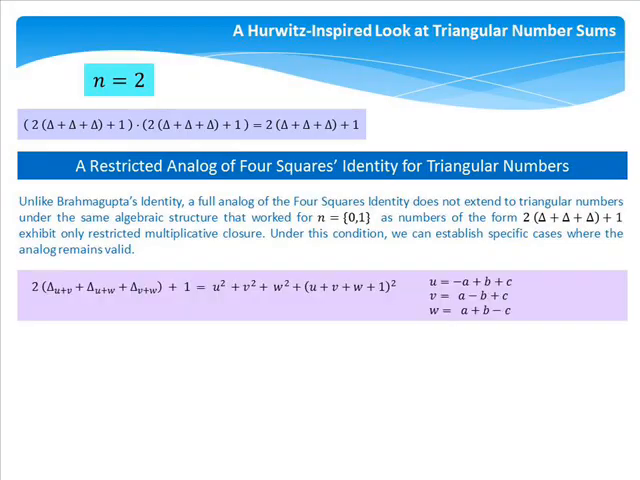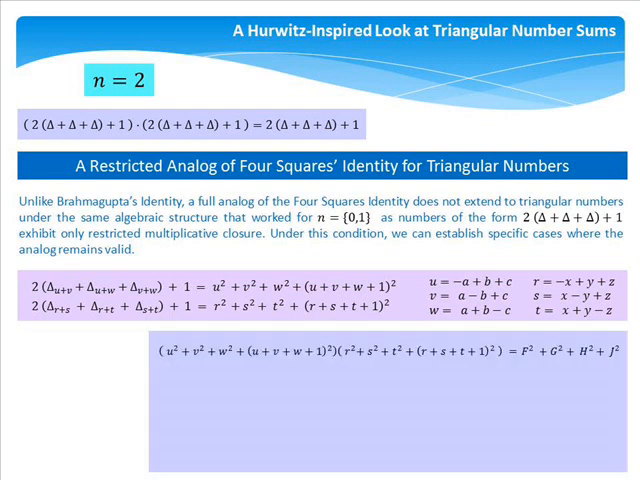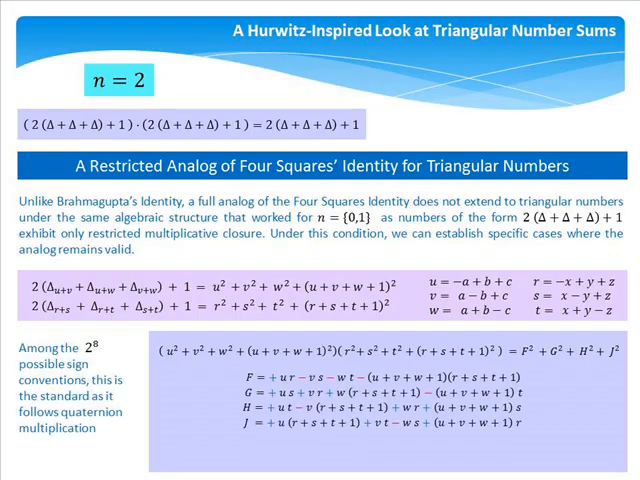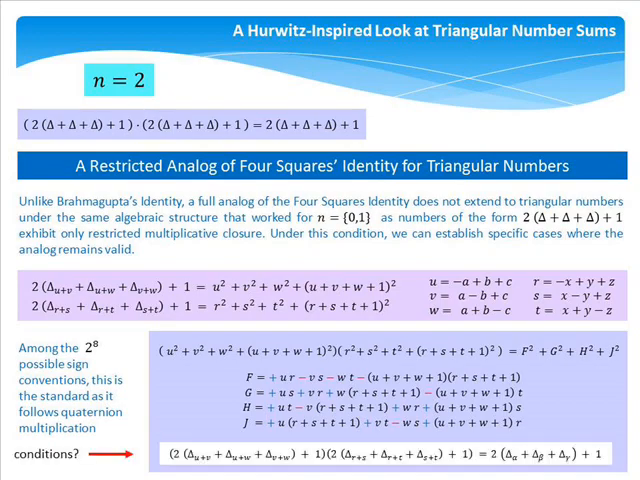Just as we used Brahmagupta's identity for n equal 1, we now apply Euler's 4 squares identity for n equal 2, adopting the sign convention that became standard after the discovery of quaternions. Our goal now is to find expressions for alpha, beta, and gamma in terms of linear combinations of u, v, w, r, s, and t.